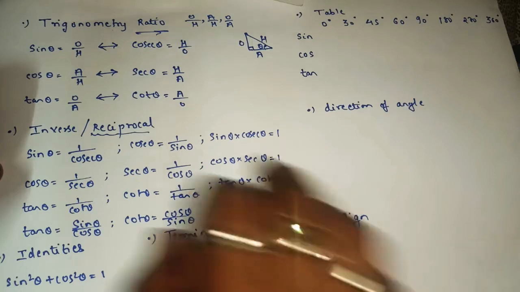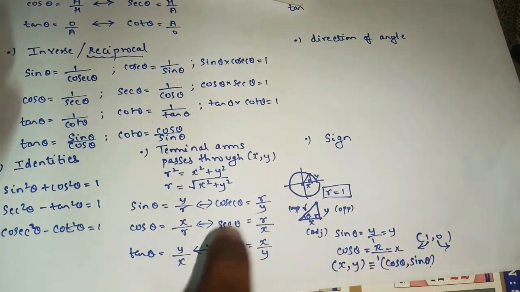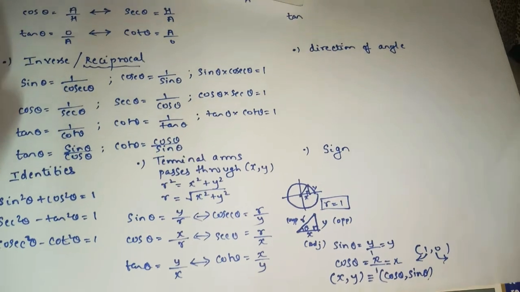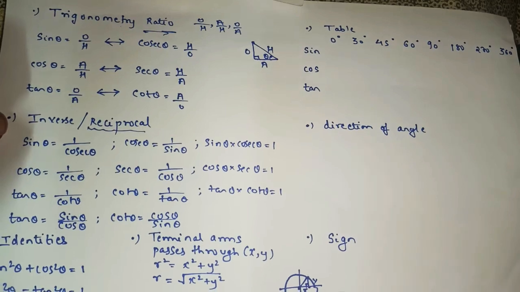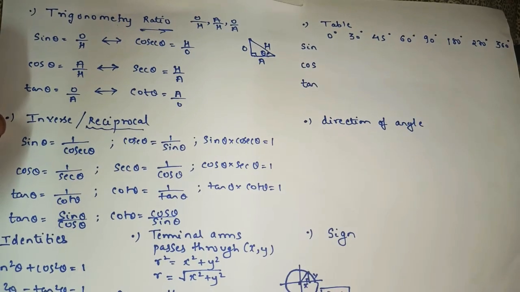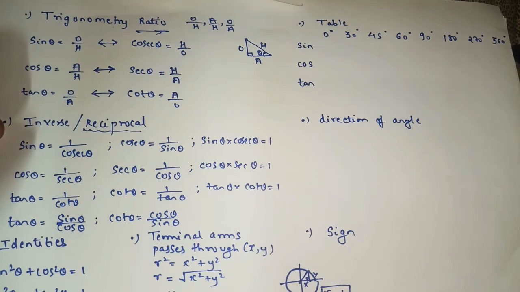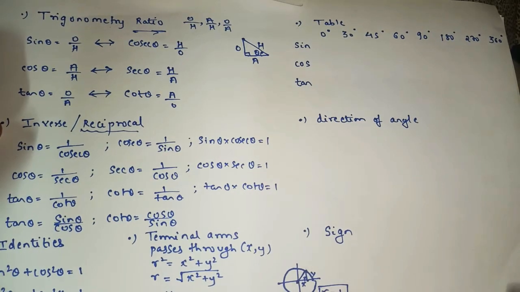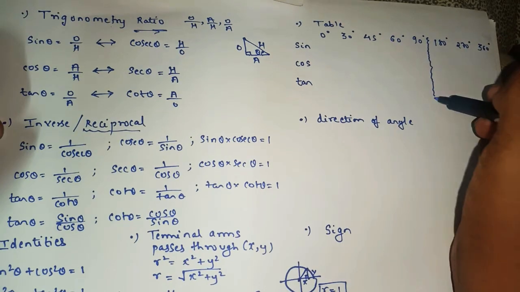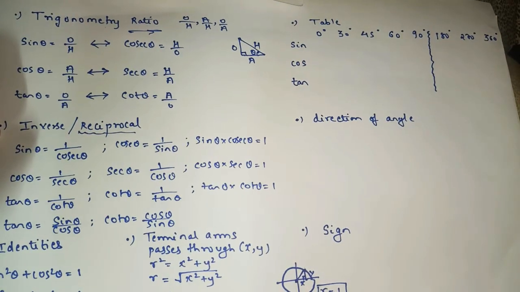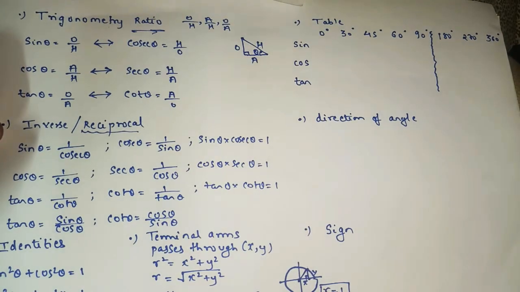As now we have covered the ratio part, inverse, reciprocal, identities, and terminal arms, let's move on to the next concept, which is known as the table. I hope you all know the table which was there in your lower standard in 9th as well as 10th, the table till 90 degree, but here in 11th and 12th standard you must know the table till 360 degree.